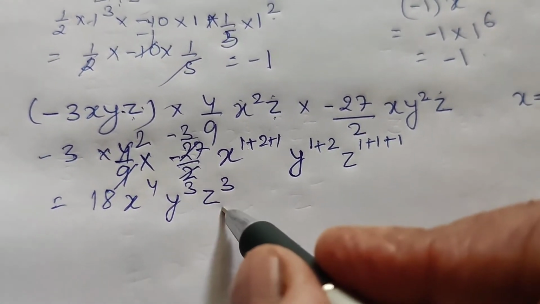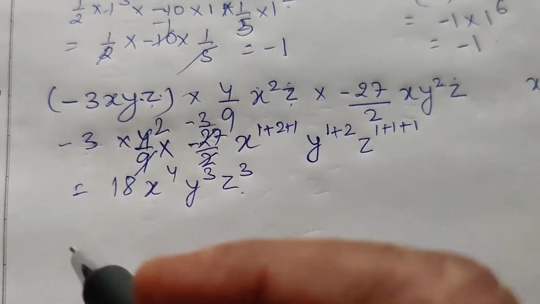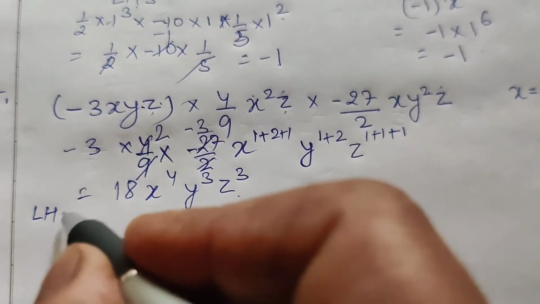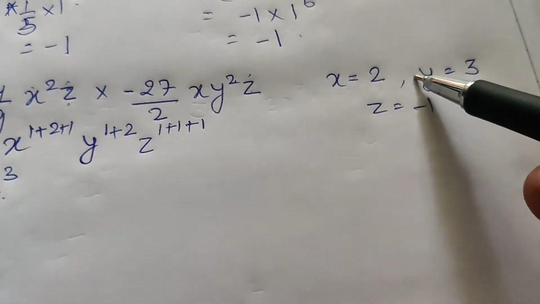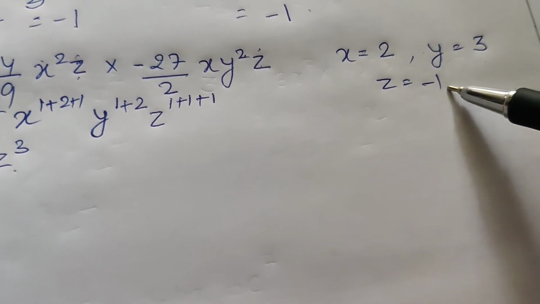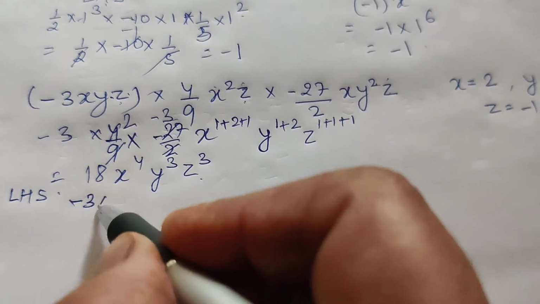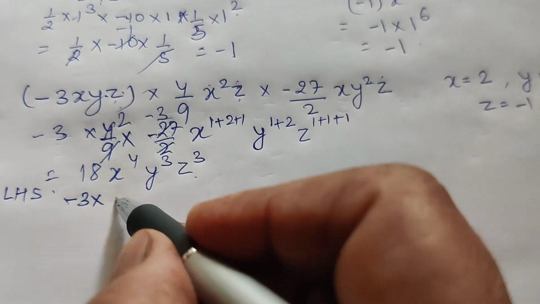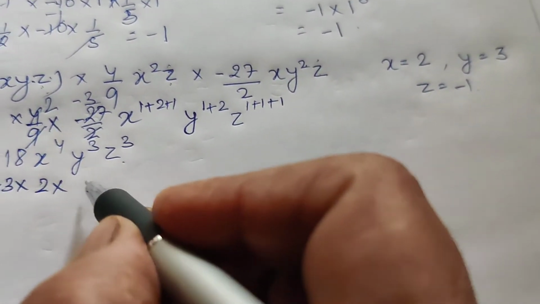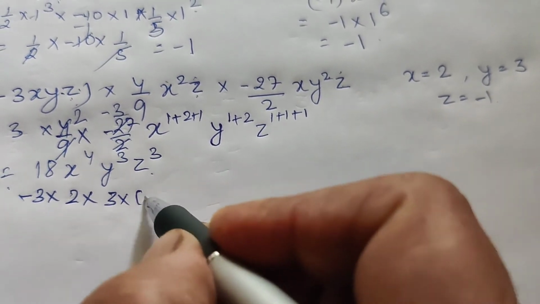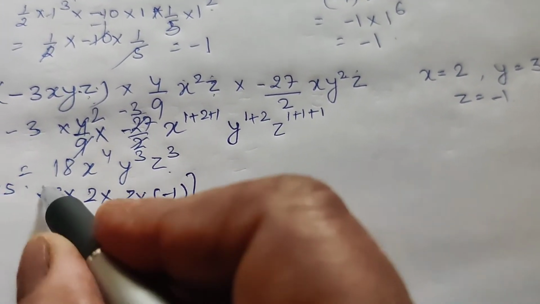This is the RHS and this is LHS. Now put the values in LHS. X equal to 2, y equal to 3 and z equal to minus 1. Minus 3, 3xyz, x equal to 2, y equal to 3 and z equal to minus 1.